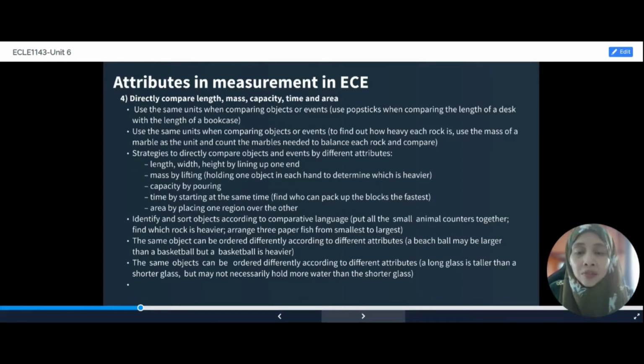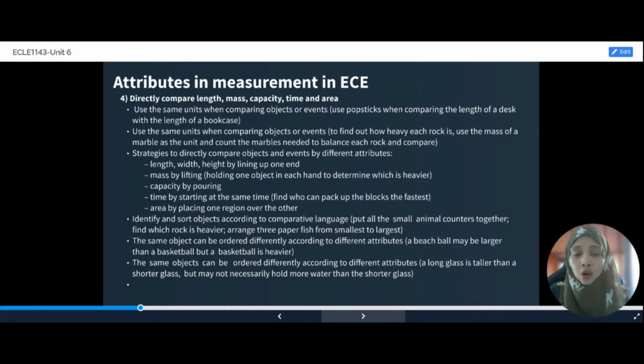Alright. Identify and sort object according to comparative language. Put all the small animal counters together, find which rock is heavier. Arrange 3 pepper fish from the smallest to largest. So dekat dalam sini juga dia akan belajar that comparative language. Small, smaller, smallest. Large, larger, largest.